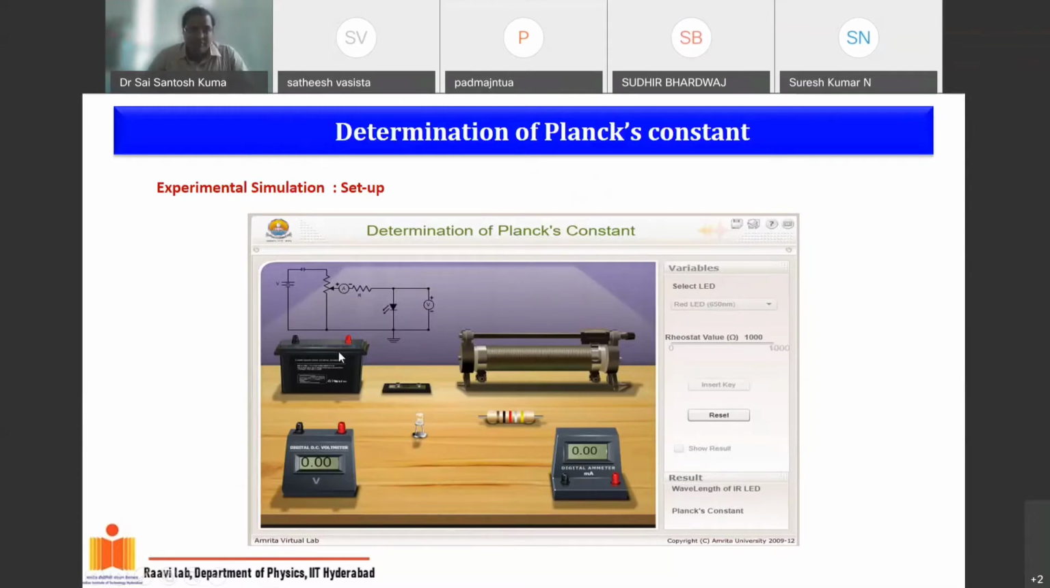You have a battery, you have a rheostat, then you have a key or a switch, an ammeter, a voltmeter, a resistor, and then LED. So basically the different parts which are there, and the variable in the experiment is the various LEDs. Okay, so that's what we will do. I'm going to show you slowly what I mean by it.